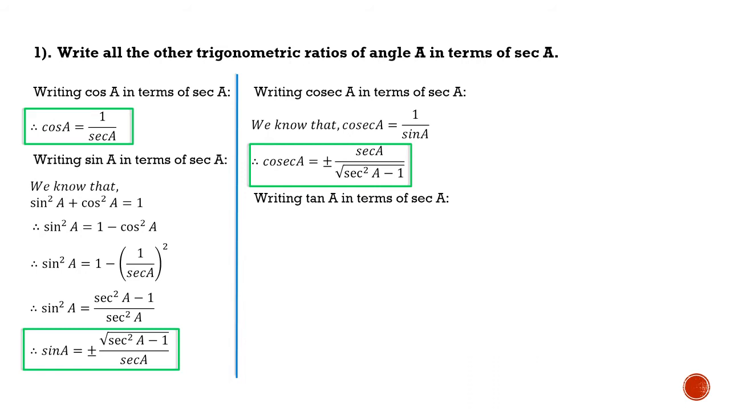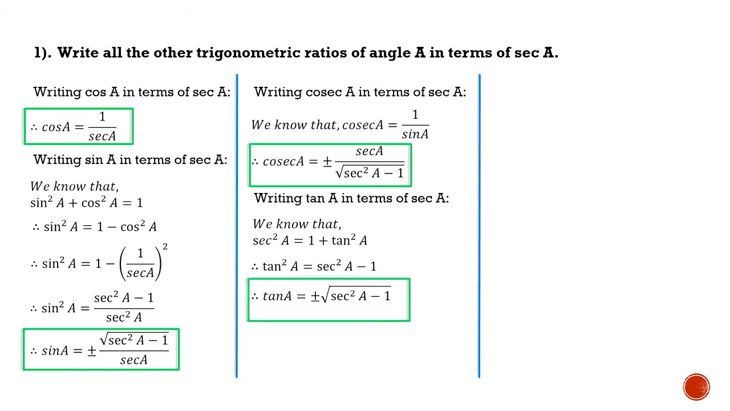Let's see the next one, that is tan A. And if you notice here, we already have the identity sec square A is equal to 1 plus tan square A. We shall be using that to represent tan in terms of sec. So this is how it is done.